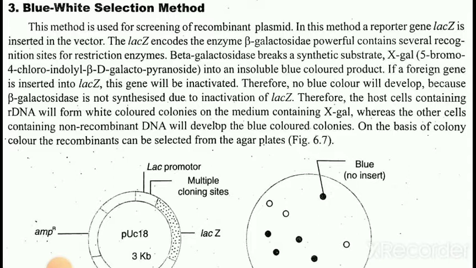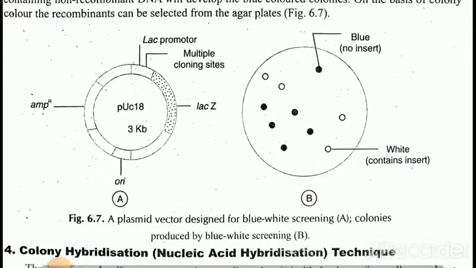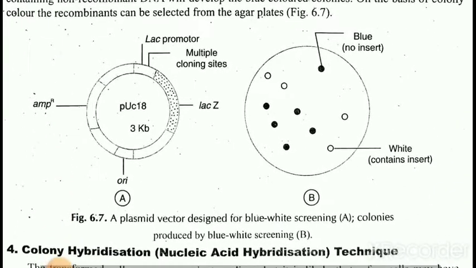Therefore, the host cells containing rDNA will form white-colored colonies on the medium containing X-gal, whereas the other cells containing non-recombinant DNA will develop blue-colored colonies. On the basis of colony color, the recombinants can be selected from the agar plates. Figure 6.7. A plasmid vector designed for blue-white screening. A. Colonies produced by blue-white screening.